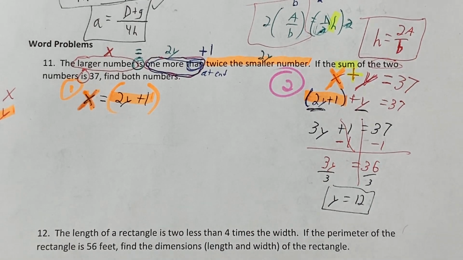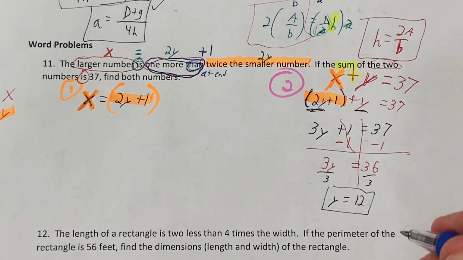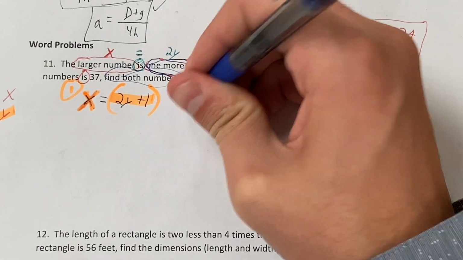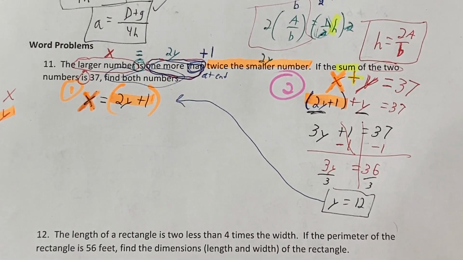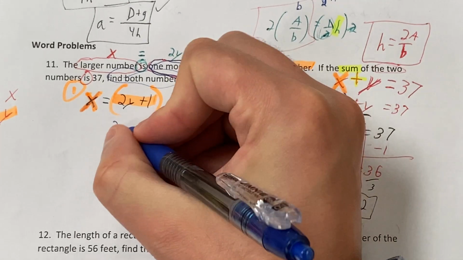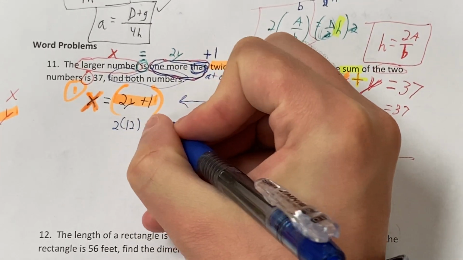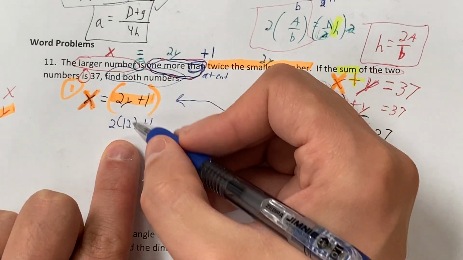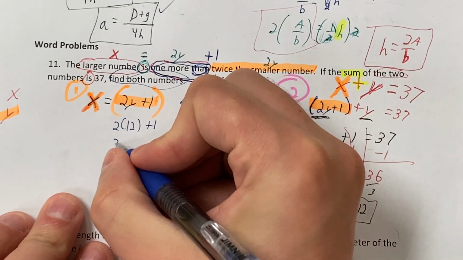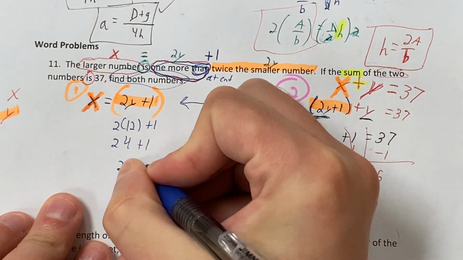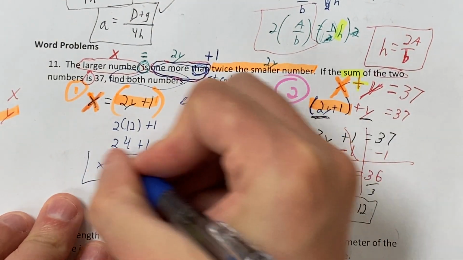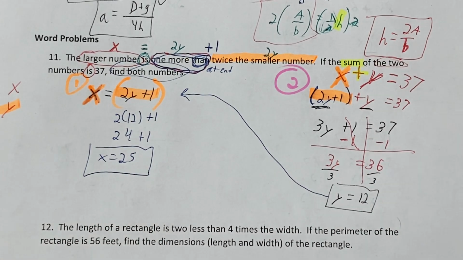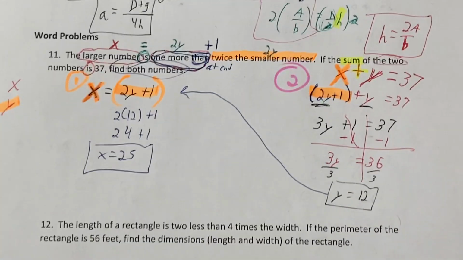Give you a second to pause that if you need to look at it, make it make sense. The next step is to find x, because it does say to find both numbers. So we're going to take this and plug it in there to find x. So y is 12. Once again, if you need to pause it there to make it make sense, you can. But it says y is 12, so we're plugging in 12 for y. This will be 24 plus 1, which is 25. And there we go. 25 and 12. If you need to rewatch it, that's fine.